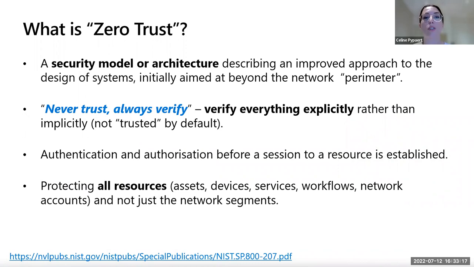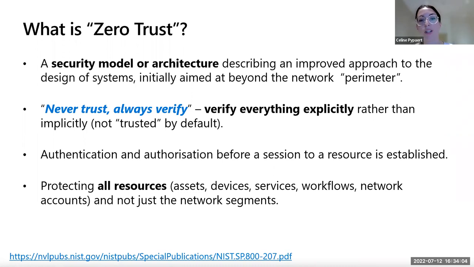But really, in summary, what is Zero Trust? And this is a very basic summary, but it's a security model of architecture that describes improved approaches to the design of systems. Historically, it was aimed at looking beyond the network as the perimeter. In a nutshell, it means never trust, always verify first. So always verify continuously, and verify everything explicitly rather than implicitly. For example, just because Celine logs onto this laptop, even from another country that I've never logged on from, out of nowhere, it doesn't mean that you can trust that it's me. You want to look at the context, you want to look at the risk.